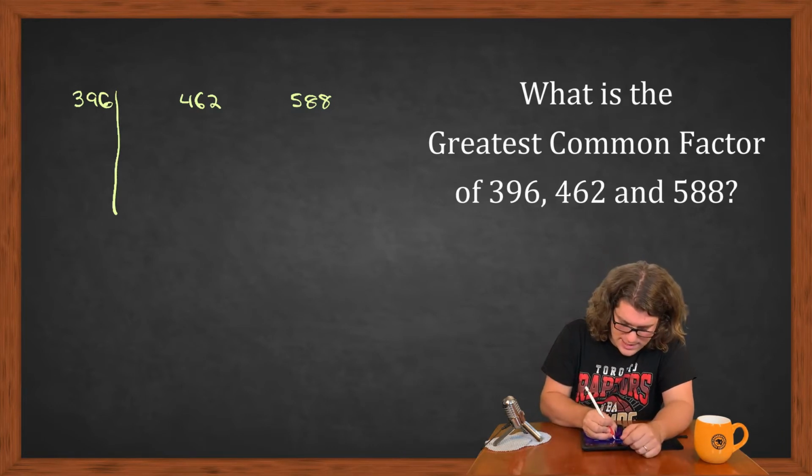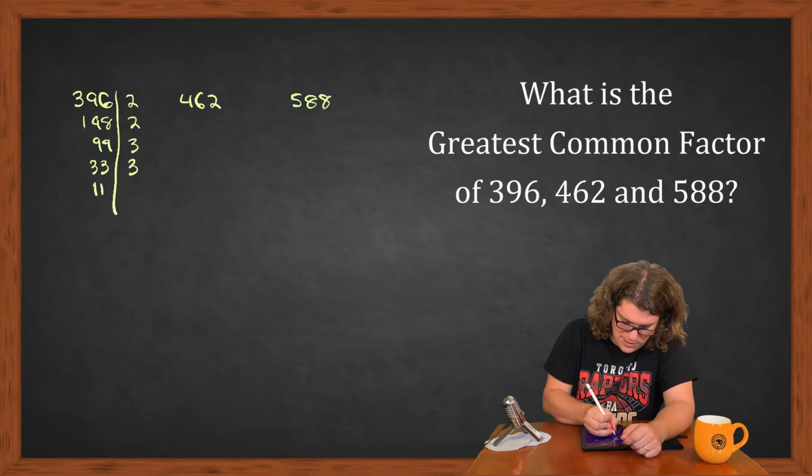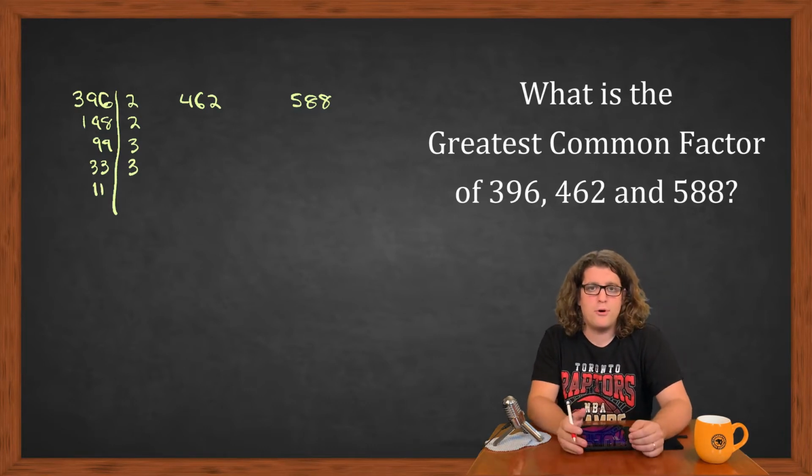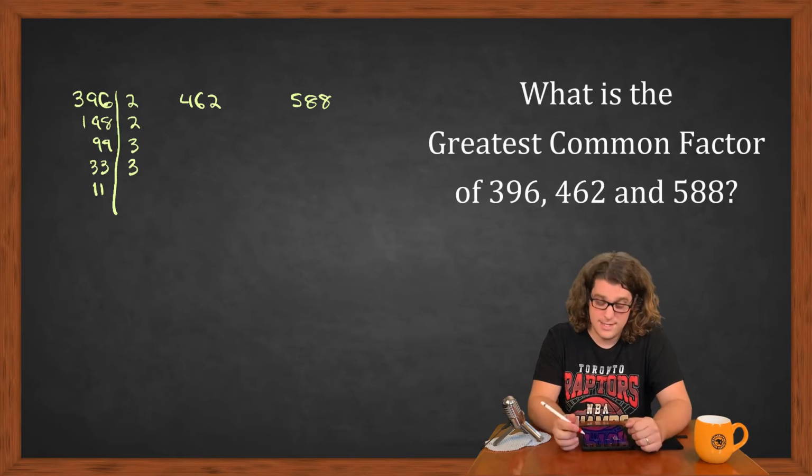So let's go ahead. It's even, so 2 goes in. That's going to leave me with 198, which a 2 goes into. That's going to leave me with 99. A 3 goes into that, leaves me with 33. A 3 goes into that, leaves me with 11. And those are all prime, so I'm done the prime factorization of 396.